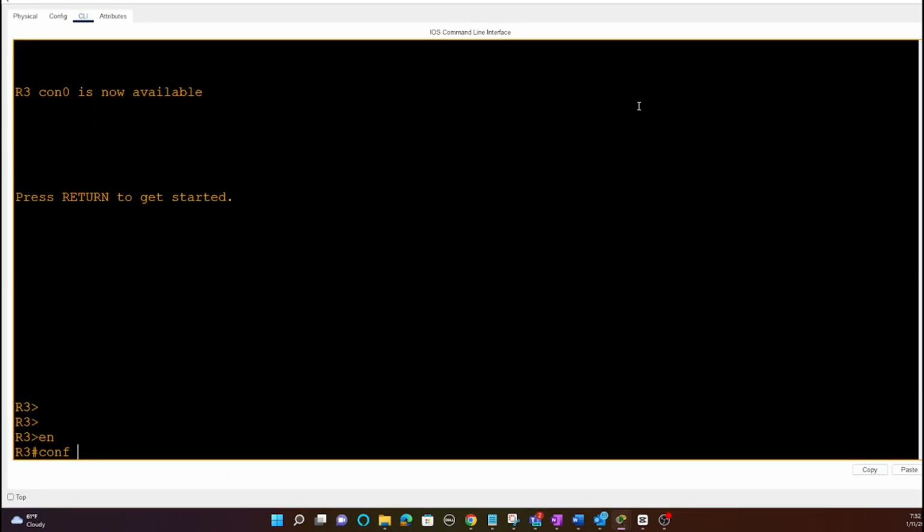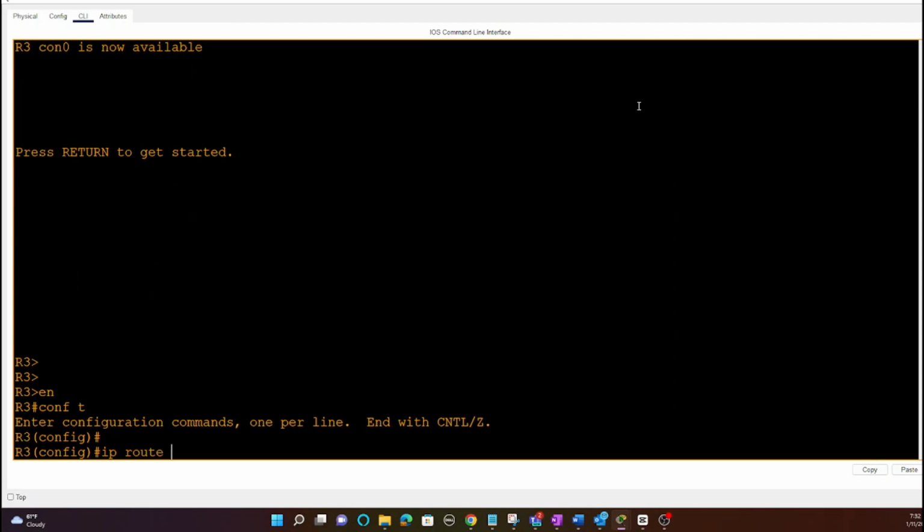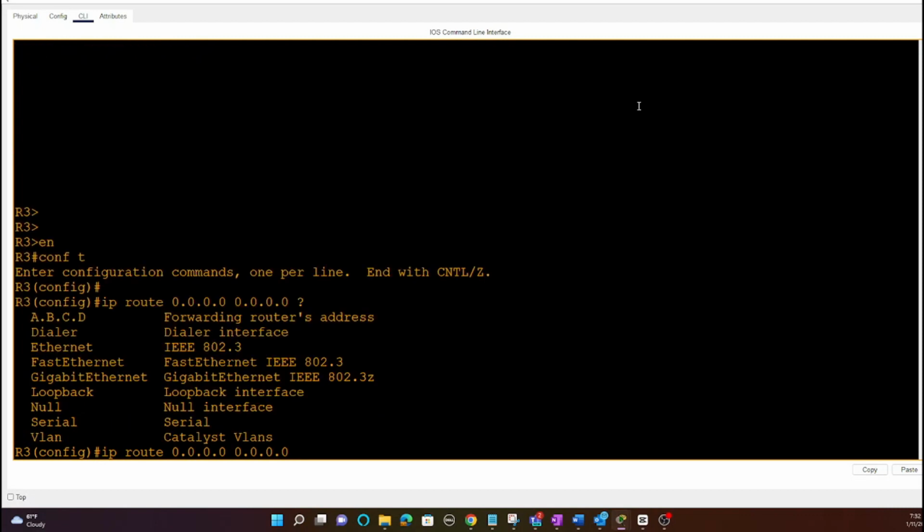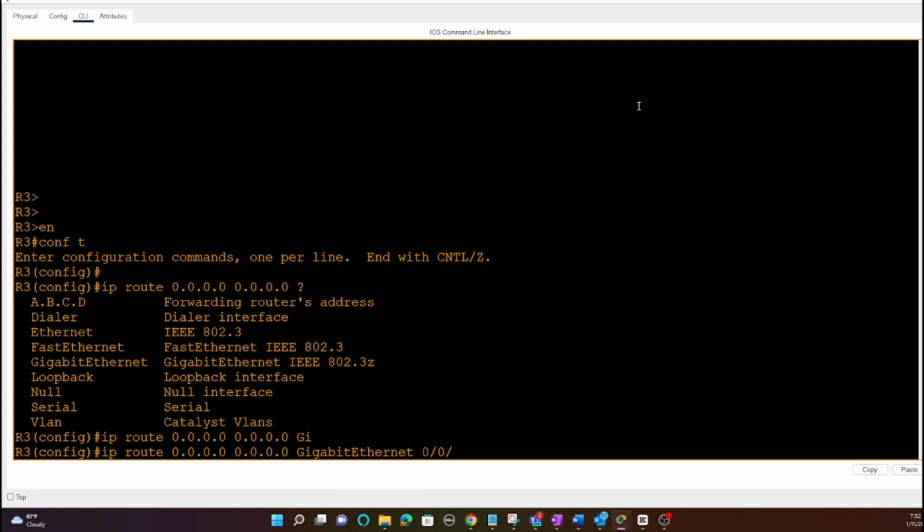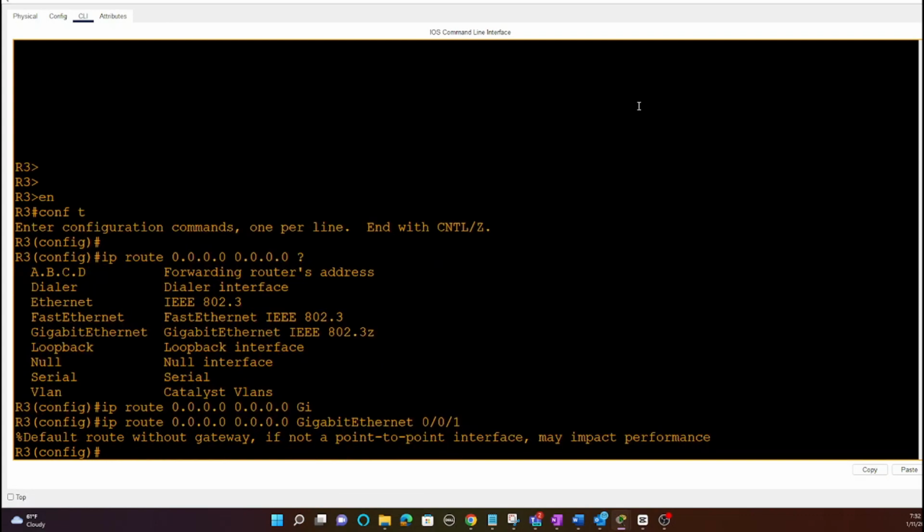So enable, conf t, ip route. But this time, to make a default static route, you put quad zeros. That's what they call it. So four zeros for the IP address. That's telling the router any IP address with any subnet mask. And then again, you can point it to the next hop IP address if you know that, but we're just going to use 0/1, and we're just going to point it out the interface. Again, ignore that message. So now we have a default static route.